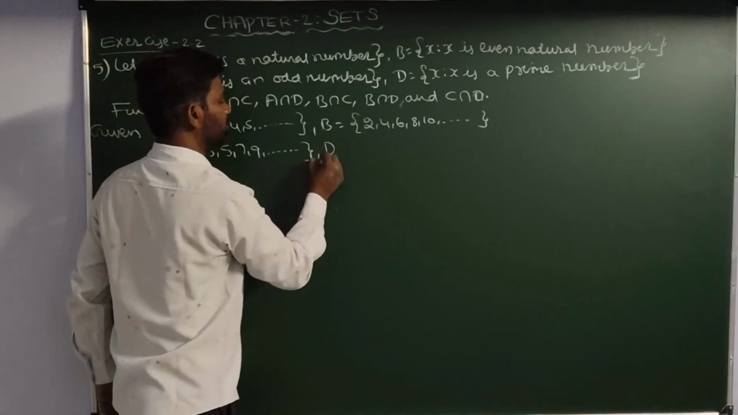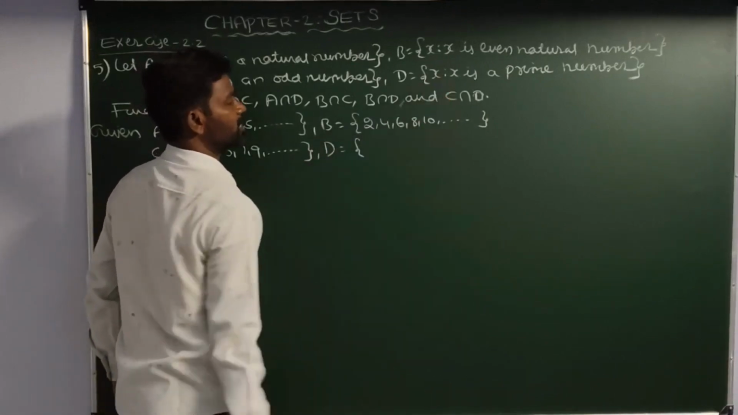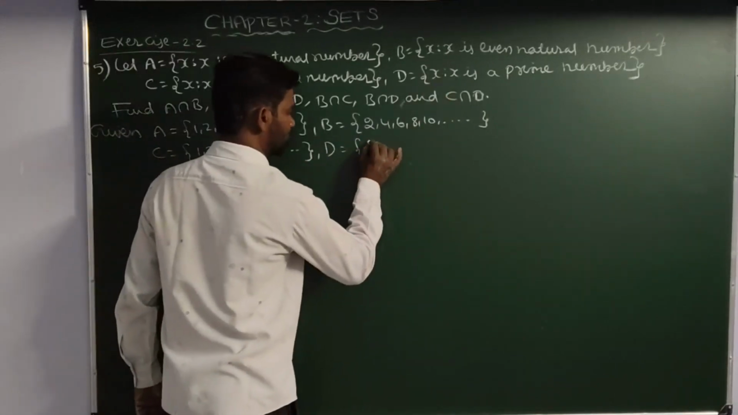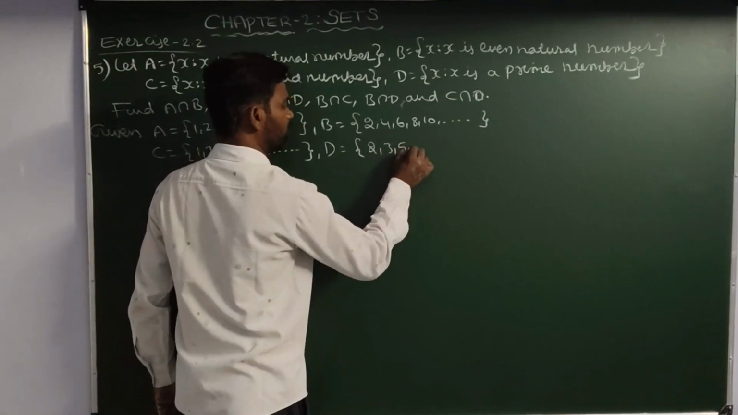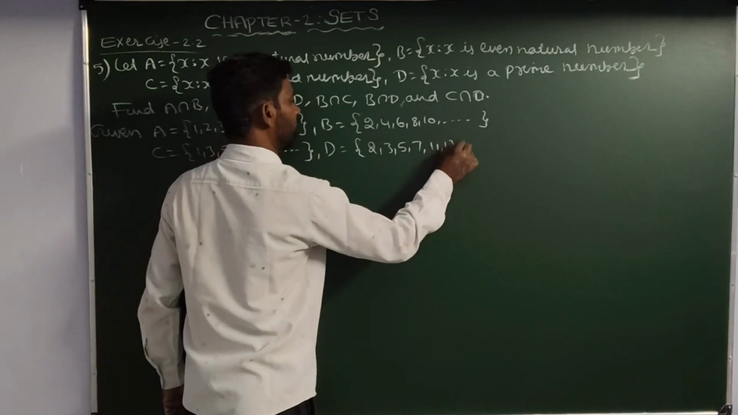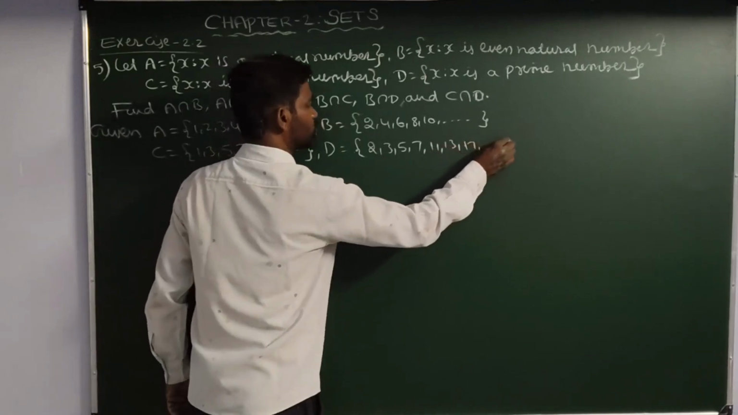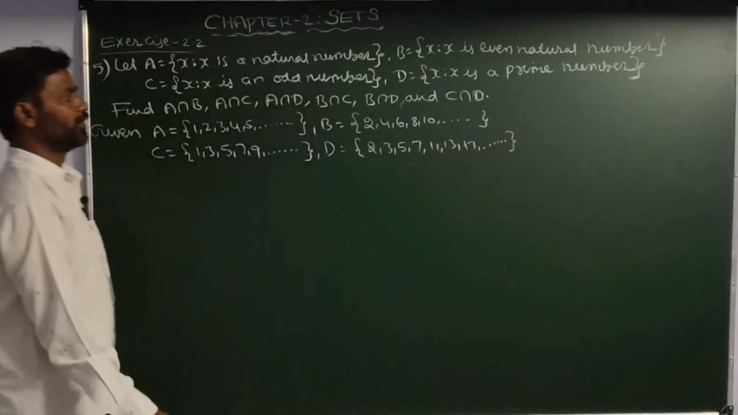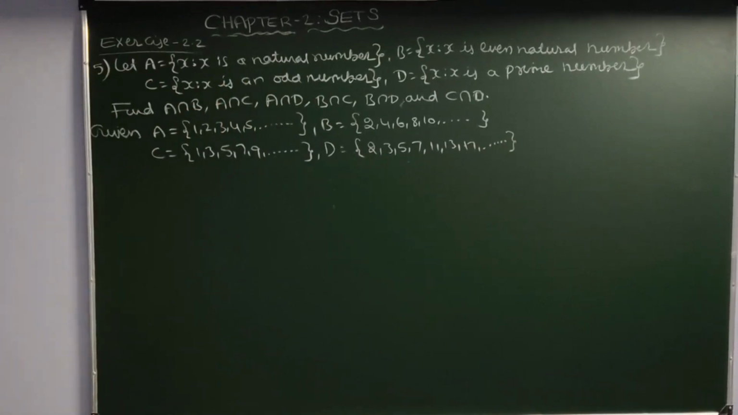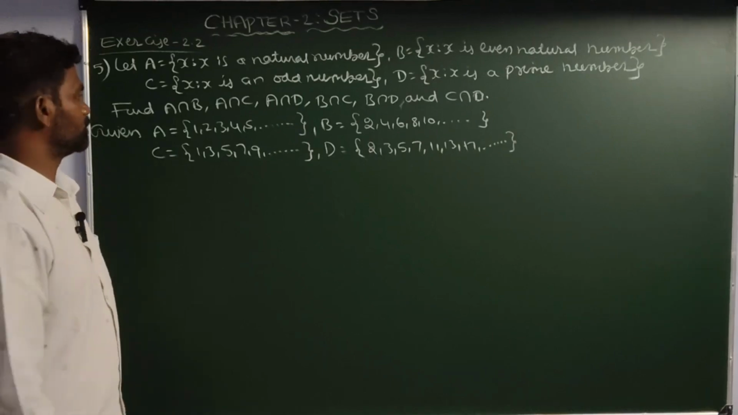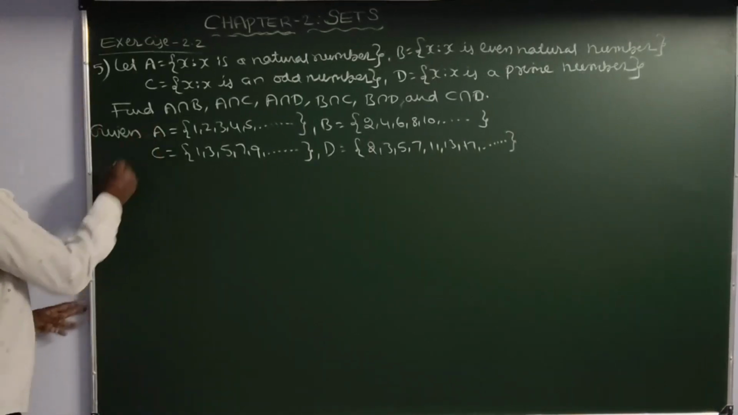Next, D is equal to {x such that x is a prime number}. What are the prime numbers? 2, 3, 5, 7, 11, 13, 17, and so on. These are also infinite prime numbers. There is no termination here. What do we have to find?